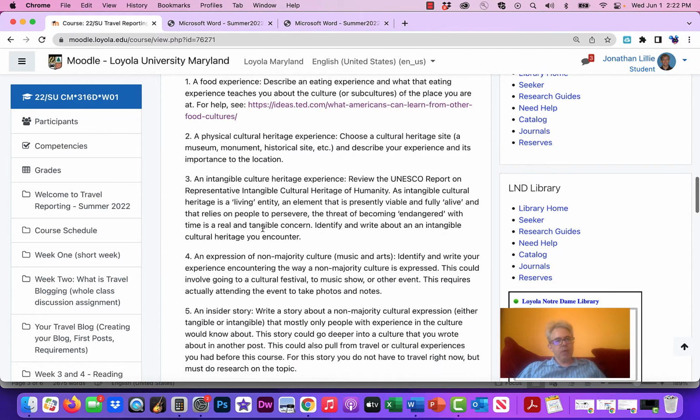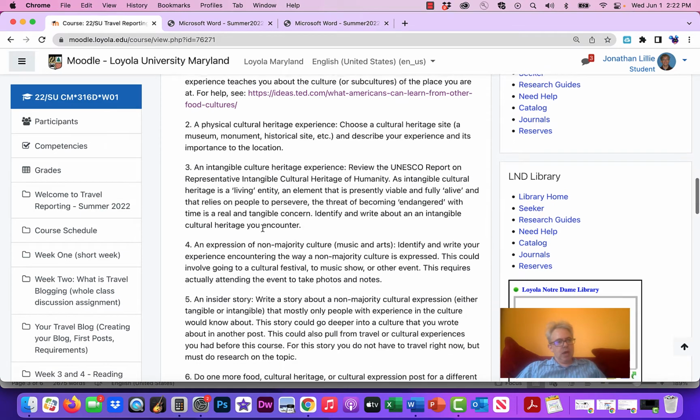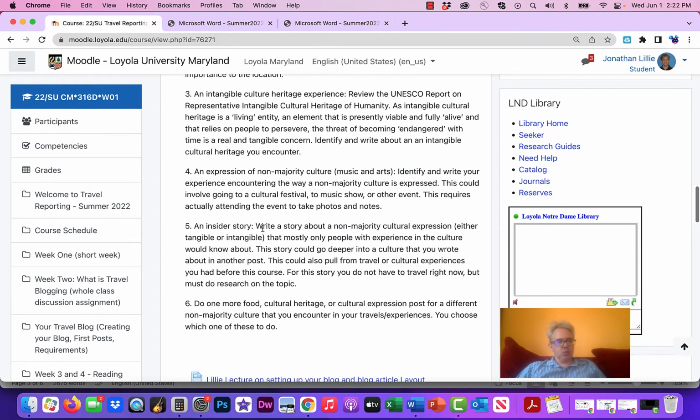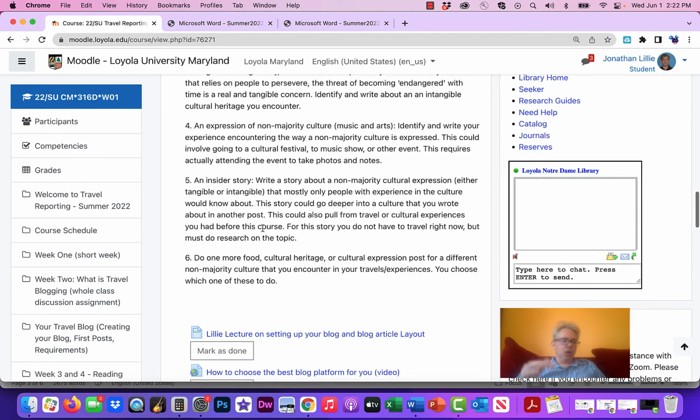And anyway, read through these, and I have descriptions for each one. A couple of them have some extra readings you have to do associated with them. So again, even though you have 6 required story types, they're all particular to what you want to and are able to do where you live. So you have to go out and find those types of experiences, have them, take a lot of photos, do research, and then write it up and post it on your blog.